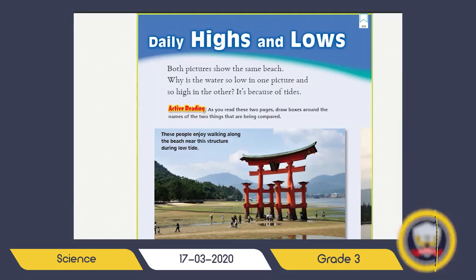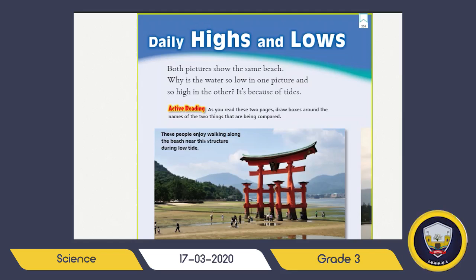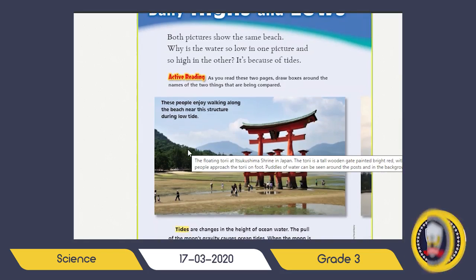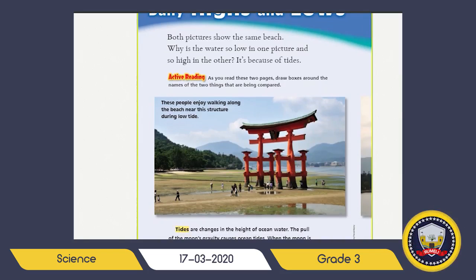One of the most important effects of the moon on the earth is tide. Yes, the word is tide. Okay, what is tide? First, I want to show you a picture. Look at your book. Look at this place.